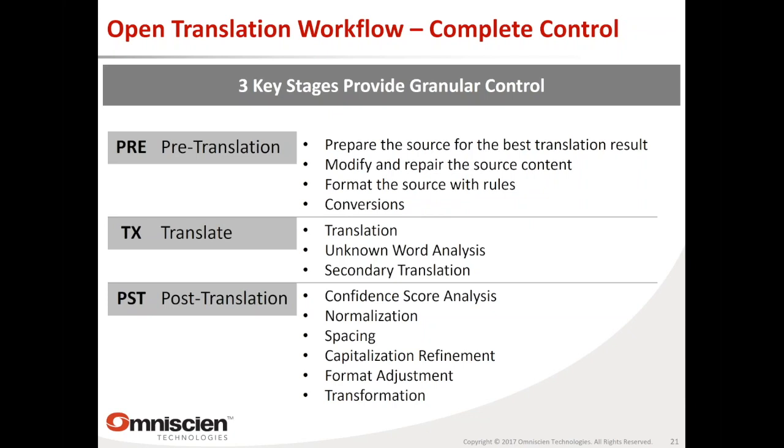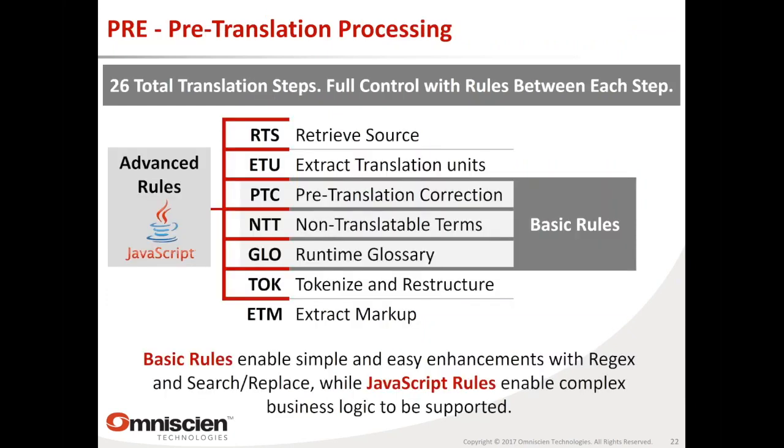When it comes to translation, obviously we have intelligence there. Now, we can translate with multiple technologies at the same time and integrate the results, or choose the best technology based on a particular sentence and switch between different engines and even different writing styles within an engine. We're able to determine unknown words and call out to other systems for help. And then we can do secondary translations when needed. In post-translation, we have lots of things like confidence score analysis, normalization, many other factors. And I'll be going through these in a little bit more detail shortly.